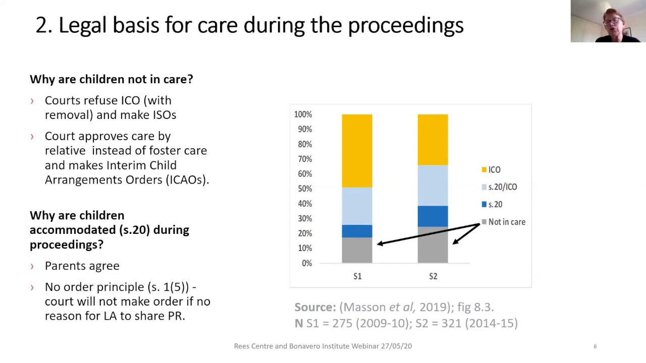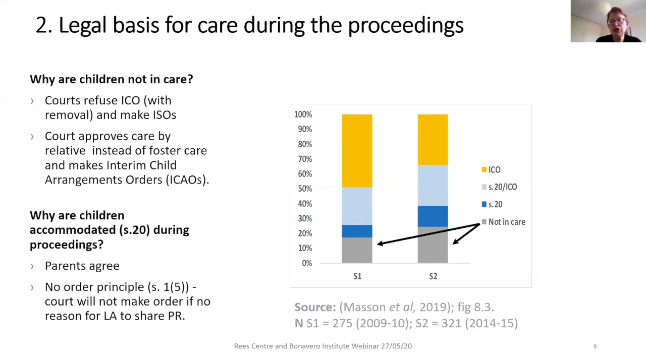And so children remain Section 20. And then that group is also growing. And certainly in our London authorities, where the courts were under particular pressure, if there was a Section 20, the local authority was quite likely to be willing to continue it rather than seek an order.